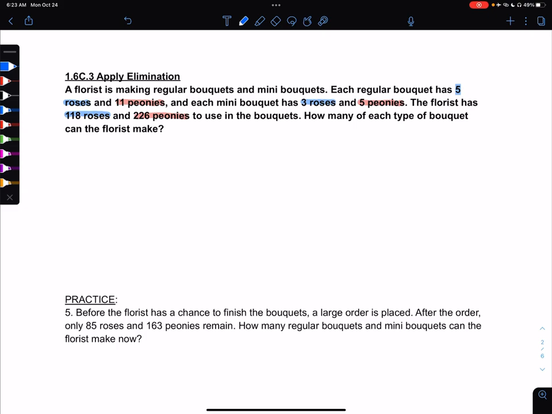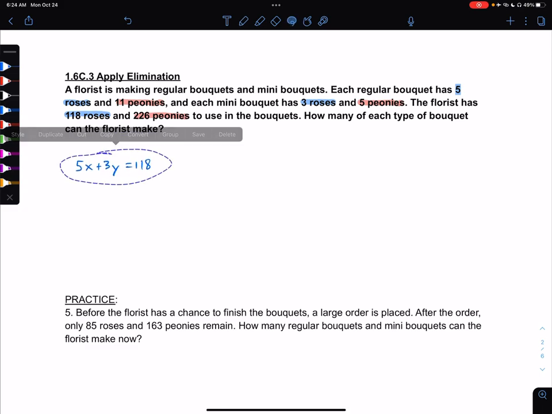Most likely, when we're first trying to set these problems up, someone might see 5 roses and 11 peonies, and they would say, all right, 5x plus 11y, and that would have to equal a total amount. We don't actually know what that total amount is when we're combining both the roses and the peonies. But what we do know is that for the roses, we're going to have 5 per regular bouquet and 3 per mini bouquet, and that's going to total up to 118.